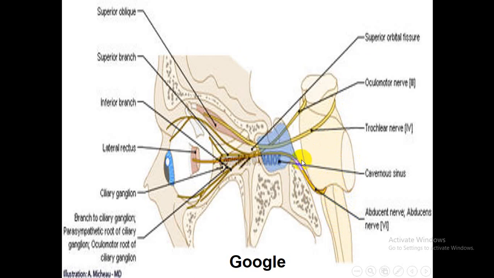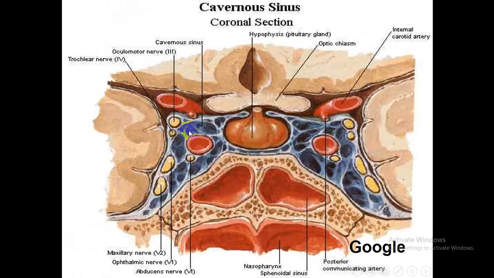It passes through the cavernous sinus. Pay attention: it passes through, I did not say to pass in the wall. It passes through the cavernous sinus lateral to the internal carotid artery. I have two structures passing through the cavernous sinus, which are the internal carotid and the abducent. So it passes through the cavernous sinus lateral to the internal carotid artery.